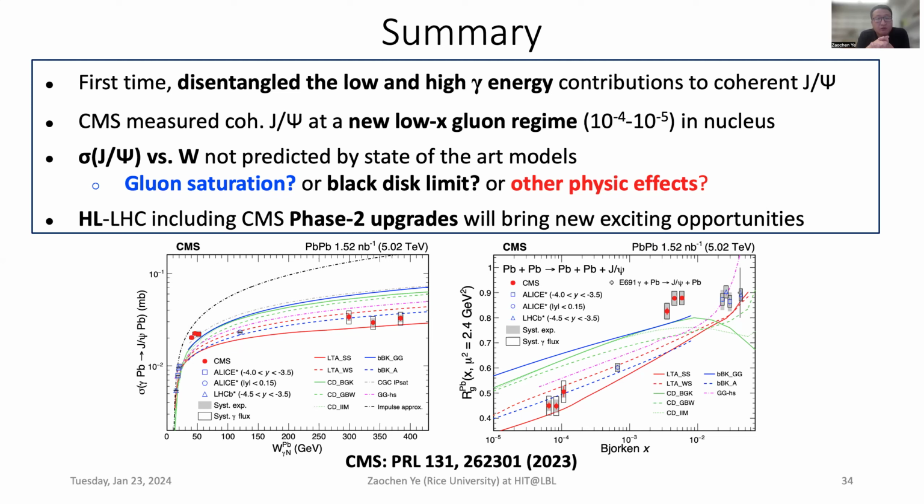So we will need theoretical studies to help us figure out this measured result. And from the experimental side, we will also try to provide more measurements to help figure out the underlying physics. So in the future, the high luminosity LHC, including the CMS Phase 2 upgrade, is going to bring new exciting opportunities for many measurements. Okay, thank you.